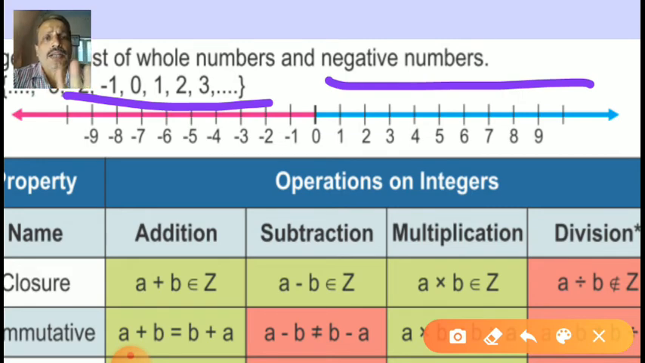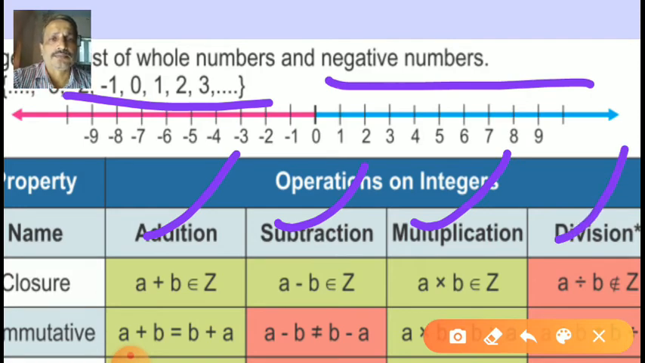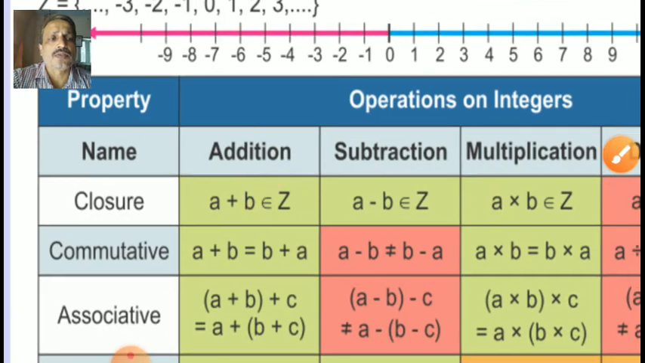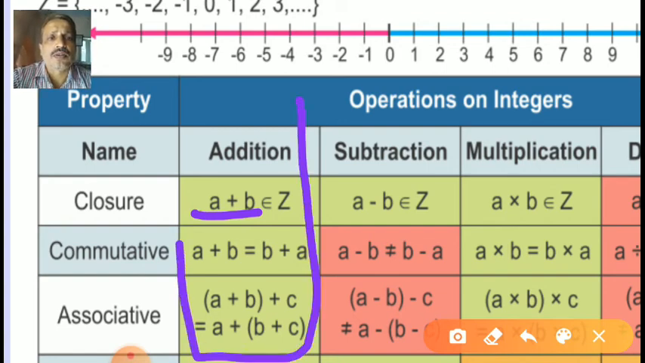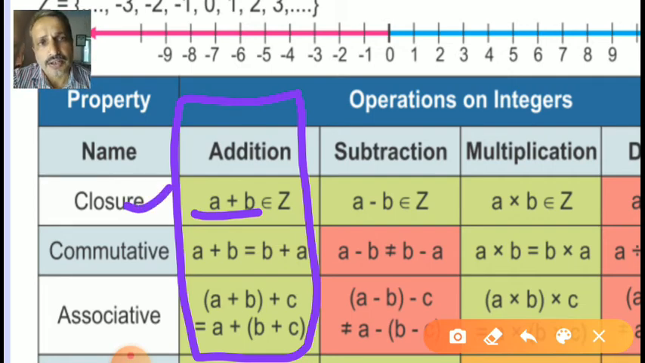Yes, for numbers we know 4 operations: addition, subtraction, multiplication and division. Yes, properties are there. Closure property. I want to show you what the closure property is. Students, closure property is this: suppose there are two numbers A and B. We are discussing addition only now, the closure property of integers.